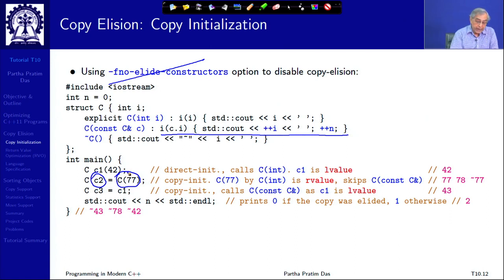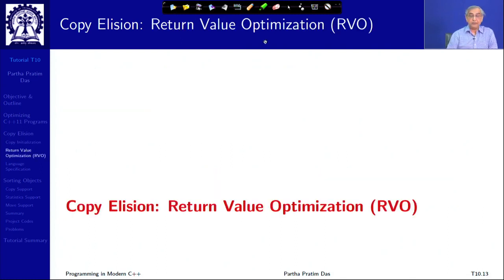Though it is constructing this temporary itself in the location of C2, semantically it is a copy operation. So, it wants to know whether that copy operation is allowed, but it is optimizing by directly doing that construction. That is the reason it does not need to call this particular copy constructor. So, that is the kind of copy elision optimization that happens.